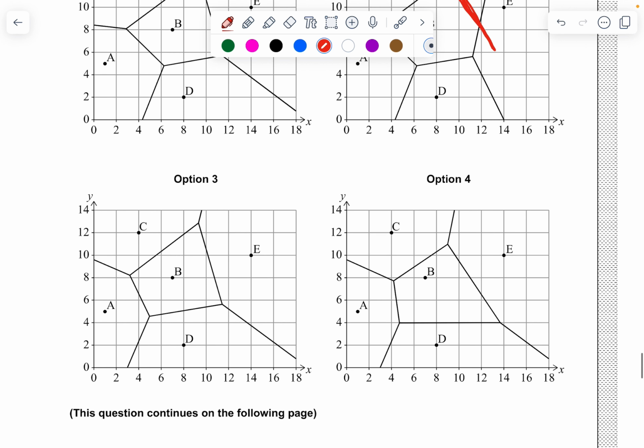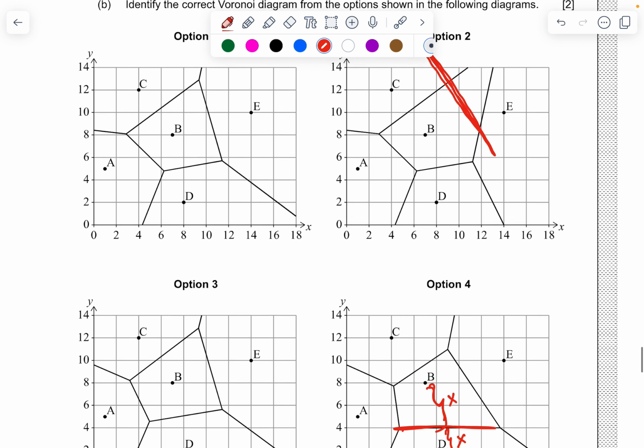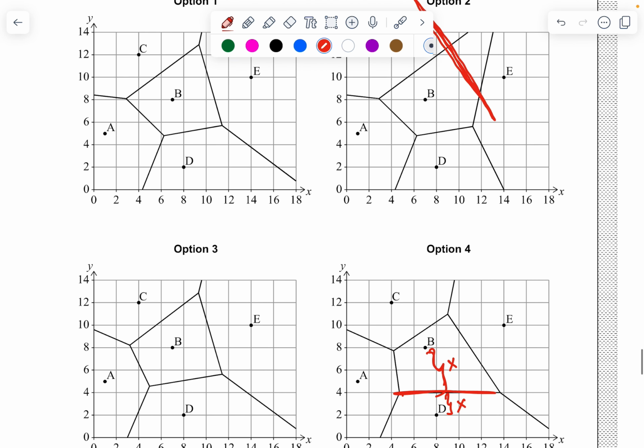And over here, option 4 also, this is not the perpendicular bisector for B and D. We can see that this distance is not equal to this distance. So option 4 is also wrong. Now coming to option 1 and 3. We are left with only option 1 and 3.